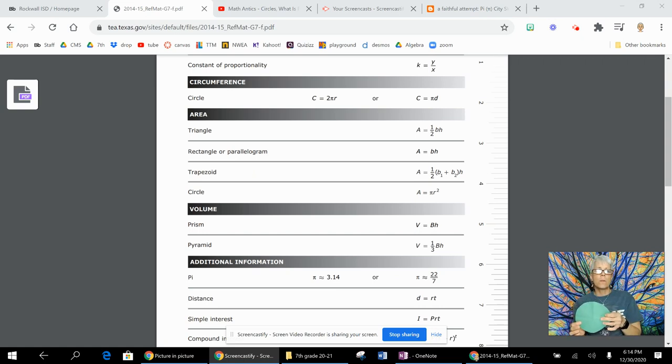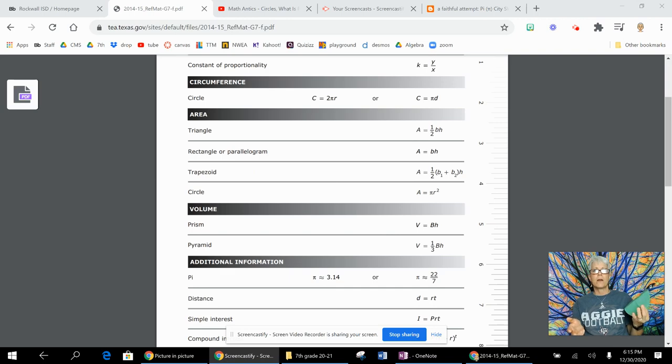Now, if you look at the formula chart that I've posted in front of you, I've put the circumference formula up at the top. In order to find circumference, or to use circumference to find something else, you also need to have information about what the radius is and what the diameter is. And we covered that yesterday.